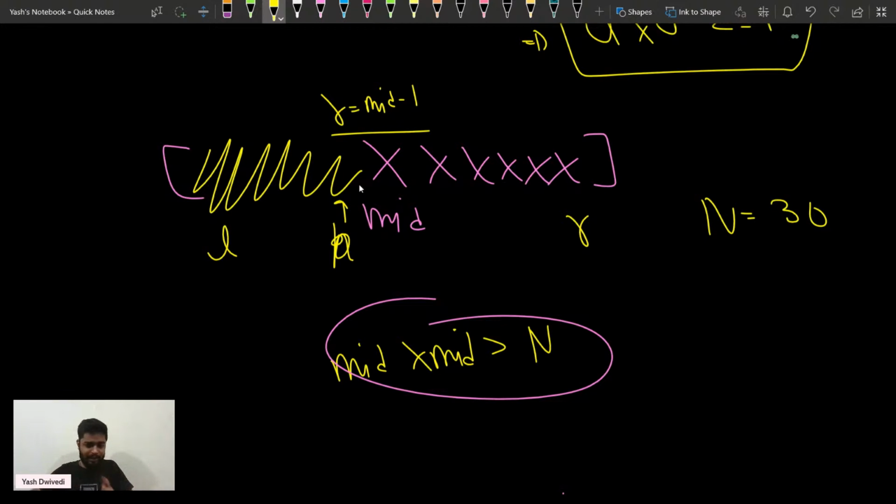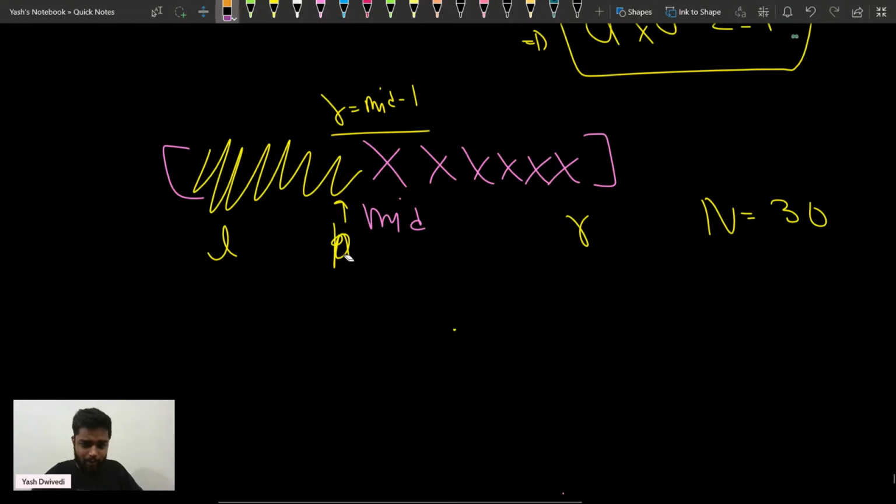Because if mid into mid is greater than n, then all the numbers towards the right of mid will also be greater, but you wanted the product of the two numbers to be lesser. And yes, Chandrasekhar is saying the right thing. You want to find the last such value, the binary search pattern that he has given in the chat.